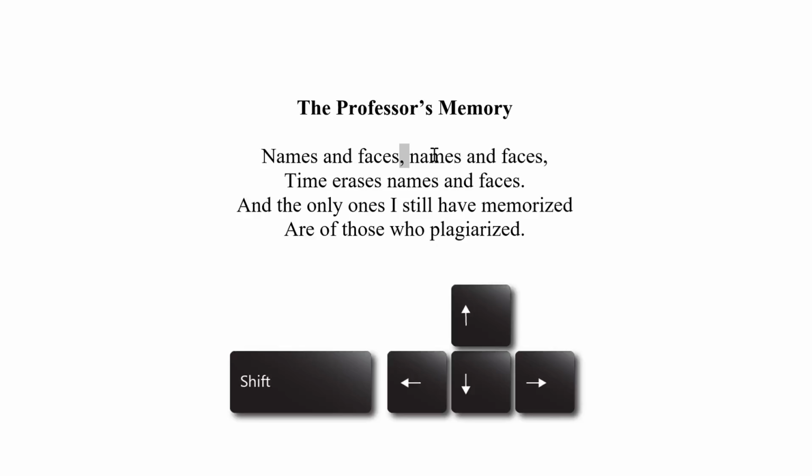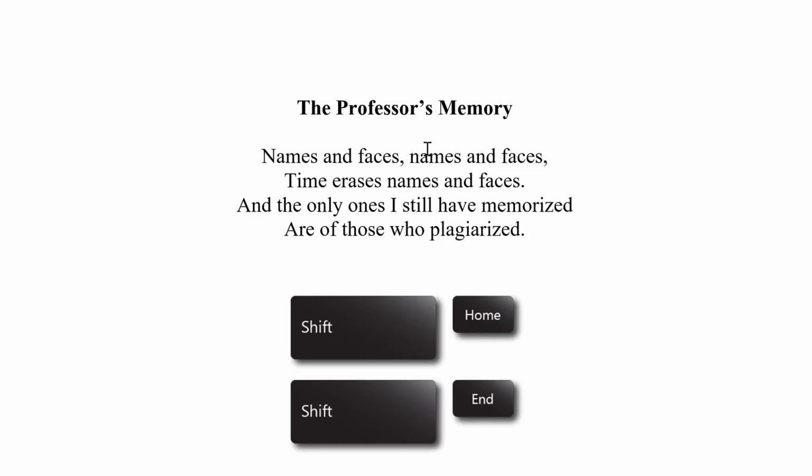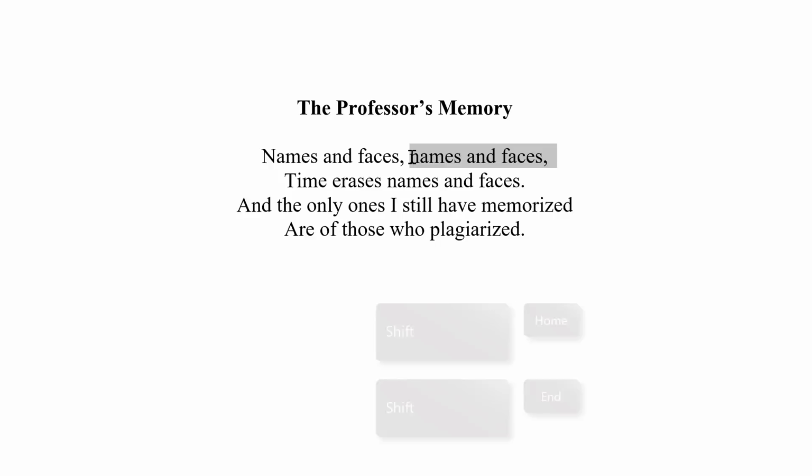So horizontally you would be selecting just one letter at a time, and vertically you could select quite a bit more. If you were to press Shift and the Home key, so we're going to press Shift and Home, you can select everything to the front of the line. And if you were to press Shift and End, you can select everything to the end of the line.